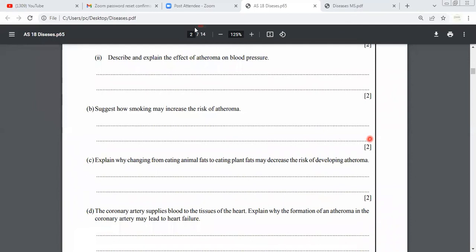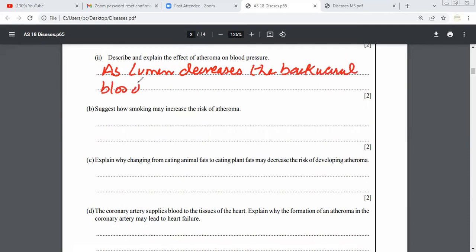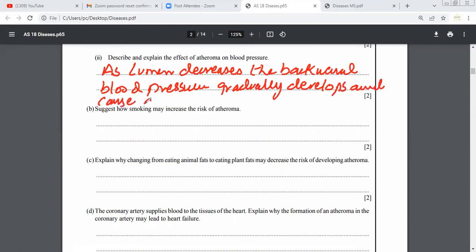Okay, now another question is, describe and explain the effect of atheroma on blood pressure. As lumen decreases, the backward blood pressure gradually develops and cause angina attack.